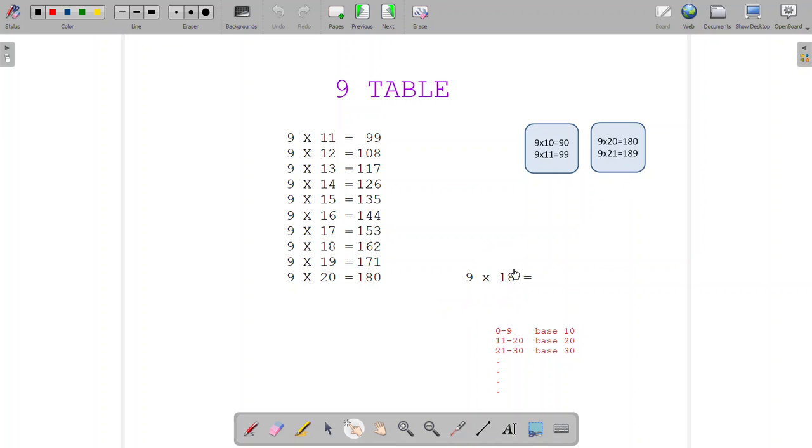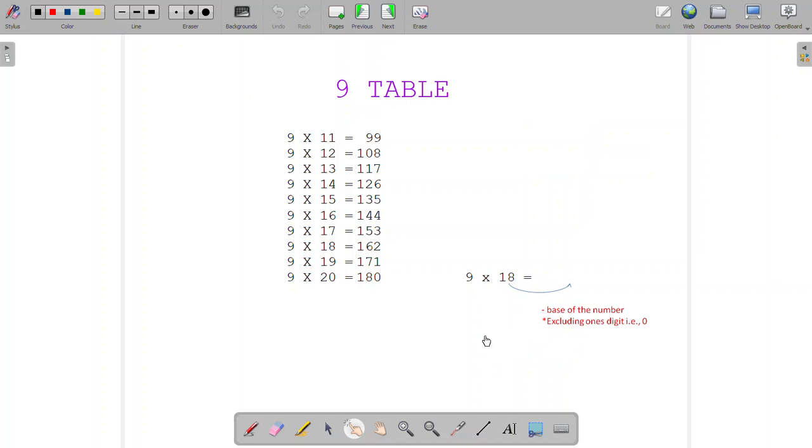Now, if you look at how to give the answer for any random number multiplied with 9, first we will consider just this number and subtract the base. As we have already seen, we take the number, consider the base, exclude the 0 and subtract it. So once again, let's see it. The base of the number here would be 20, right? We will exclude that 0, which is 2. So we subtract 18 minus 2 and put it down as 16 here.